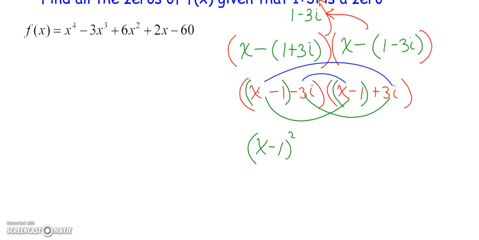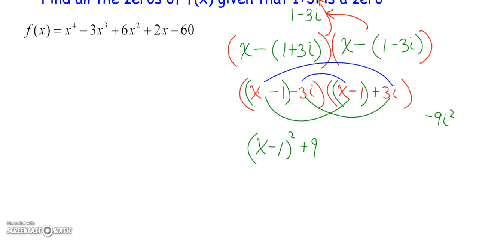I know they're going to cancel each other out. If you don't believe me, you can go ahead and give it a shot. And then the last part to this is that's going to be minus 9i squared. But again, we don't write minus 9i squared. Instead, we're going to write plus 9, so i squared is equal to negative 1.